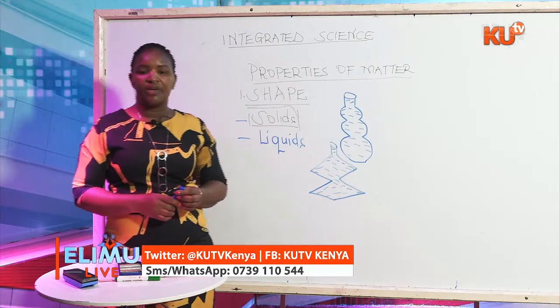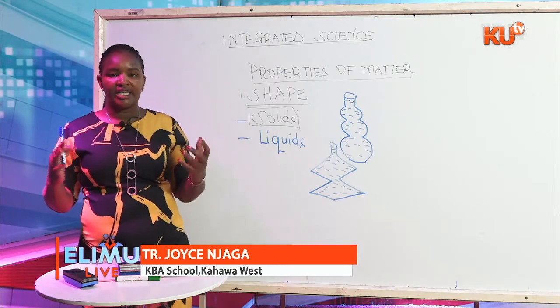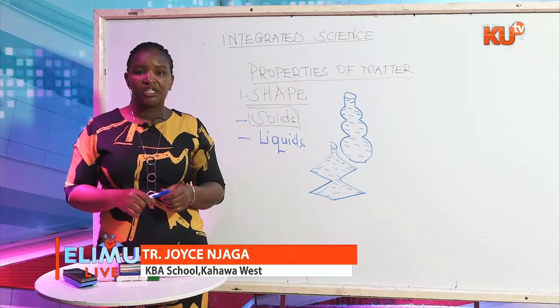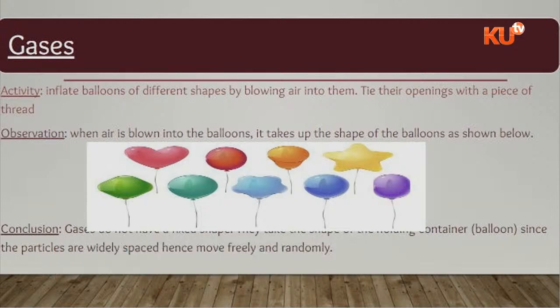Which activity can we use when we want to look at the properties or the characteristics of gases when it comes to shape? Now, let's observe our screen. There is an activity there, and to conclude on the shape of gases, we are supposed to blow air into balloons. We inflate balloons by blowing air into them.